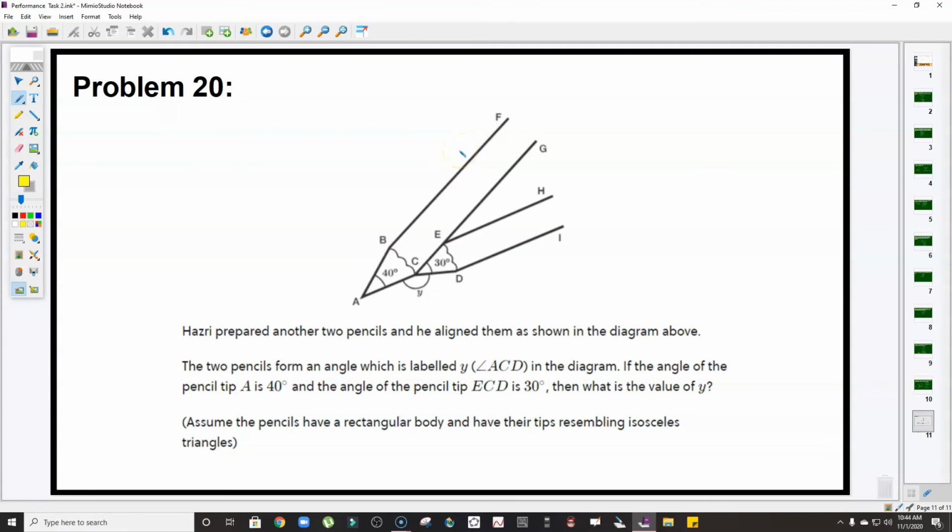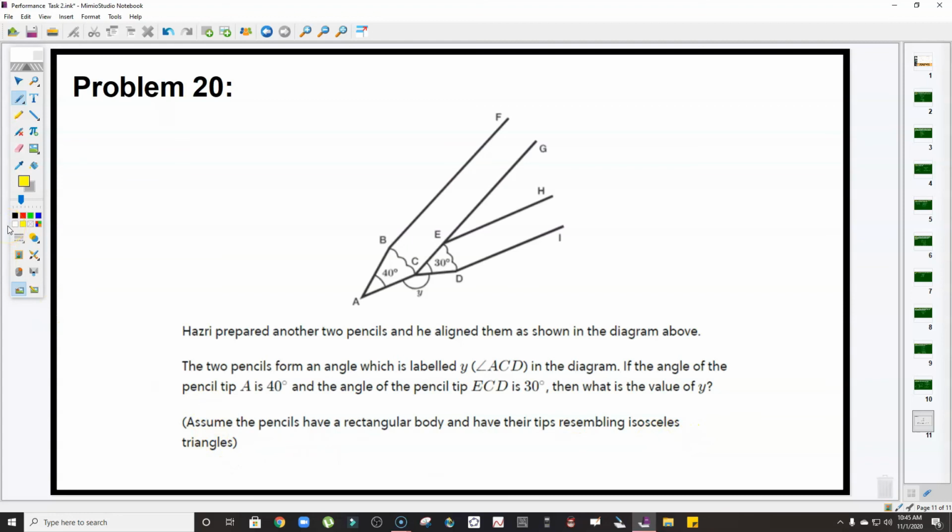Hazri prepared another 2 pencils and he aligned them as shown in the diagram above. The 2 pencils form an angle which is labeled Y, angle ACD. Sundan nyo yung mouse ko, yung pointer ko, ACD, in the diagram. If the angle of the pencil tip is 40 degrees, and the angle of the pencil tip ECD is 30 degrees, then what's the value of Y? Assume the pencils have a rectangular body and have their tips resembling isosceles triangles.